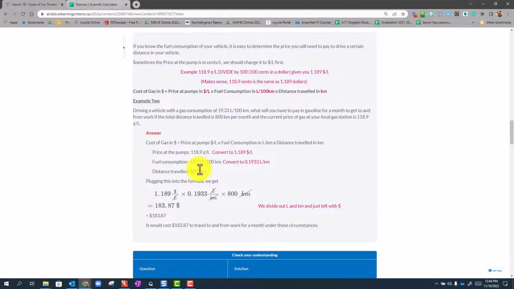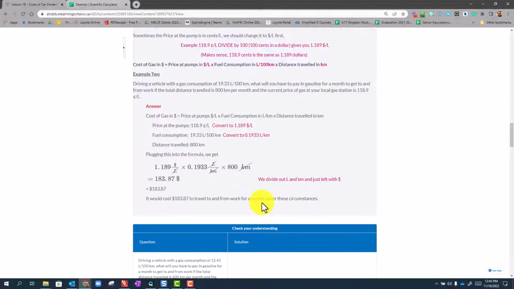And here's our distance. So when we put this all together, we've got dollars per liter times liters per kilometer times kilometers. The liters go away because there's one on the bottom, one on the top. The kilometers go away. There's one on the top of a fraction, one on the bottom of the fraction. The only thing we're left with is dollars, and there it is. Okay, so it's going to cost $183.87 to travel to work and back in these circumstances.